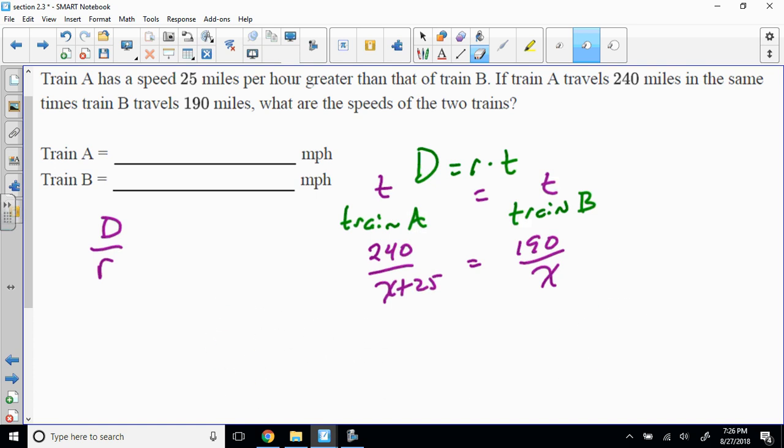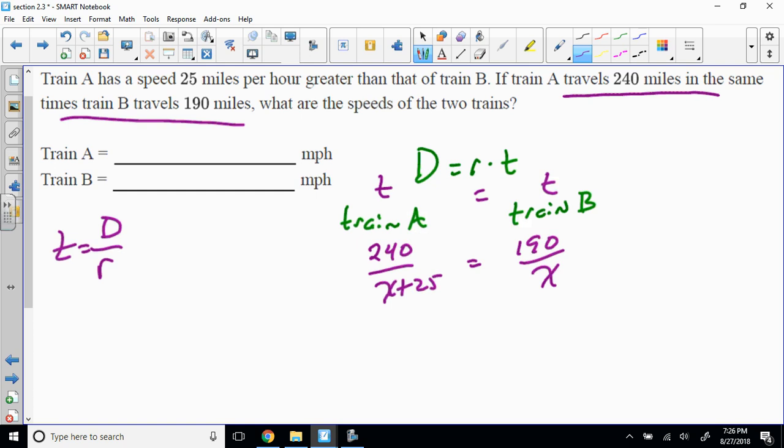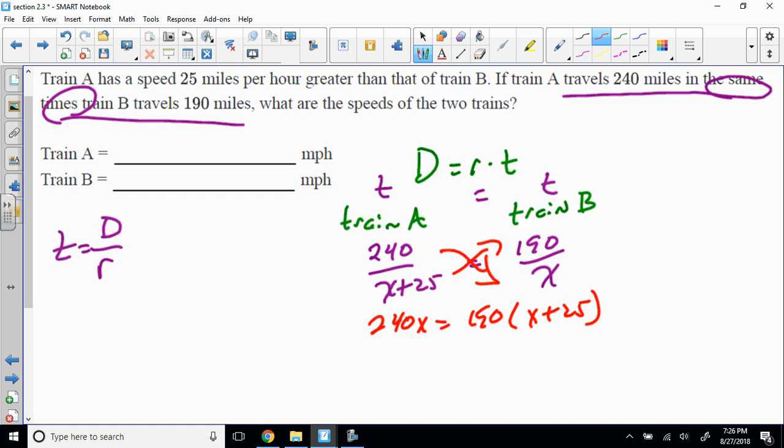All right. So y'all good with that? D over R equals what? T. And the times are the same, right? Same time. All right. So let's cross product. So that's 240x equals 190 times x plus 25. And if we solve that, we get 190x plus, what does that give me? 190 times 25 is 4750.